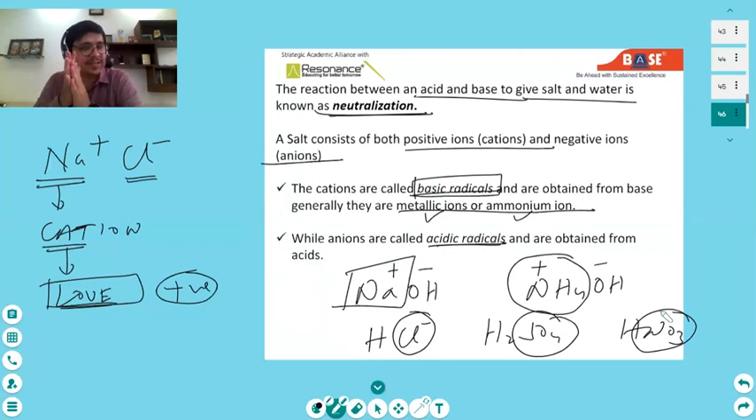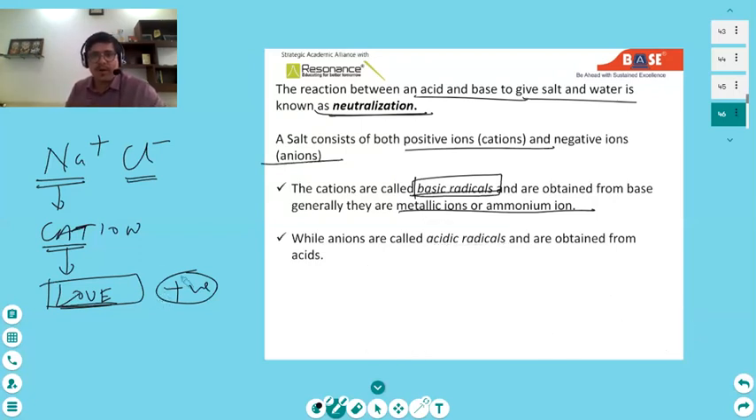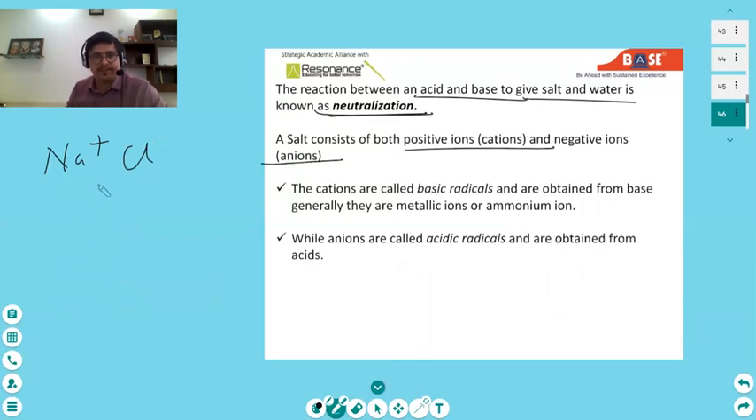That part must be crystal clear in your mind: salt is made up of two components. One is cation, one is anion. Cation is basic radical, anion is acidic radical. Cation, that is basic radical, is either metal or ammonium, and acidic radical will be the negative part of an acid. Got it now? Very good. So if you want me to relate, I'm relating it here. Understand this. Suppose I take KCl as salt. So this is cation, positive. This is anion, negative. Now this comes from base.